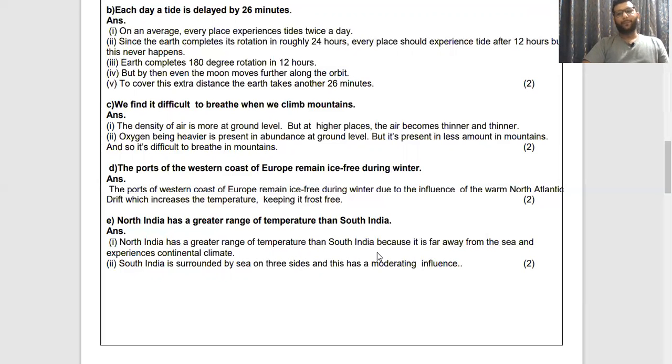Come to the next one. North India has a greater range of temperature than South India. North India has a greater range of temperature than the south because it's far away from the sea and experiences a continental climate, which means there is no moderating influence of the sea. That's the following point. South India is surrounded by sea on all three sides: the Arabian Sea, Bay of Bengal, and Indian Ocean. So this has a moderating influence on the coastal areas.